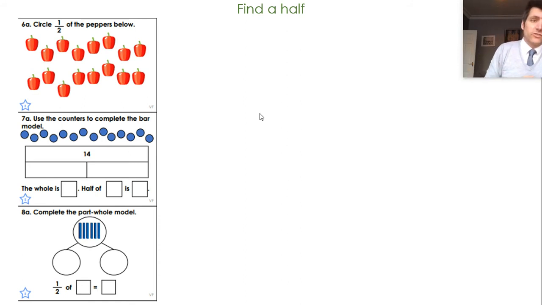Okay. What I'd like you to do first of all is circle half of the peppers, then think about a bar model for 14, and then think about the Part-Whole model for those that value within the Part-Whole model. Okay. Pause your video while you try and solve these ones, please.